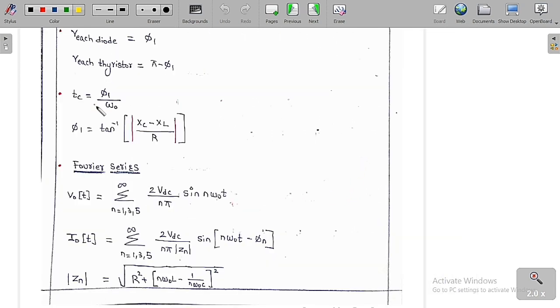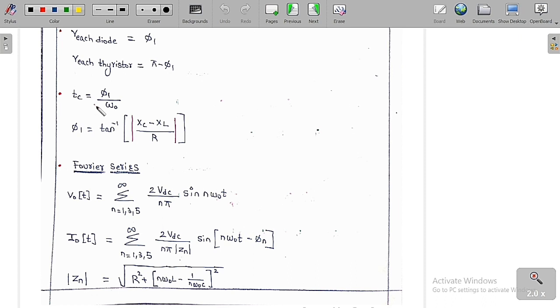Now I want to find the circuit turn-off time. Circuit turn-off time means the time for which the negative reverse bias voltage is applied. I have already told you that only in the underdamped system is XL less than XC. So when XL is less than XC, it is called an underdamped system. Only in that case, whenever the anti-parallel diode conducts, that diode is going to produce a negative voltage across that switch, so it is going to get turned off.